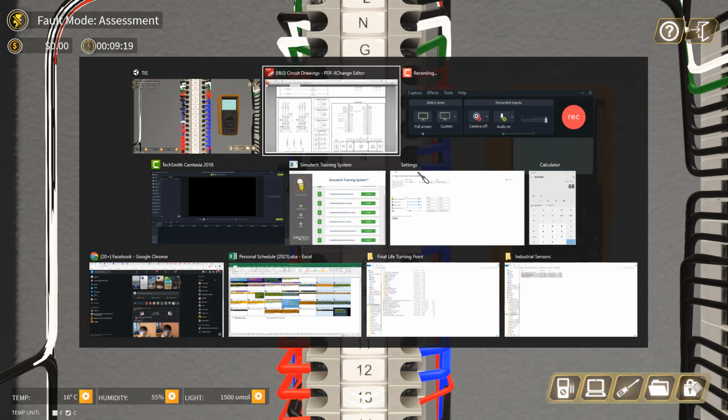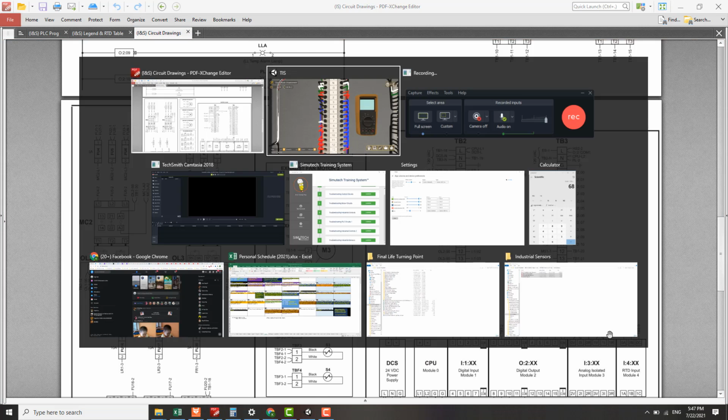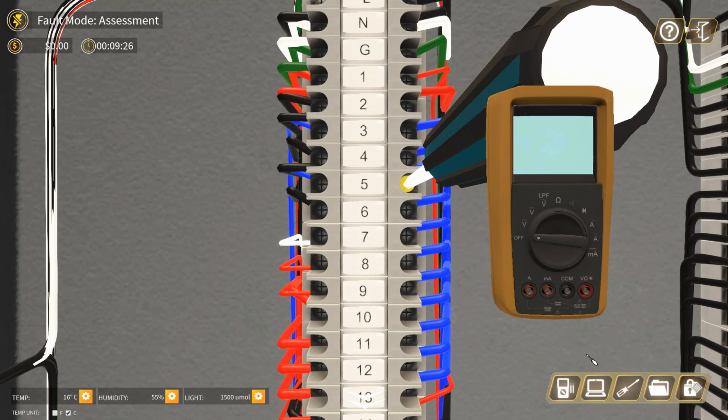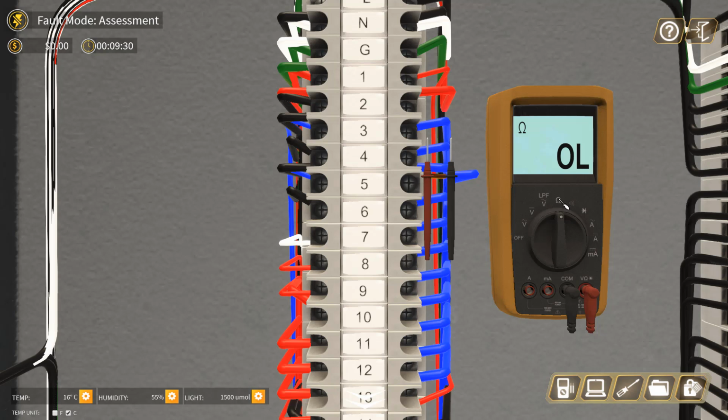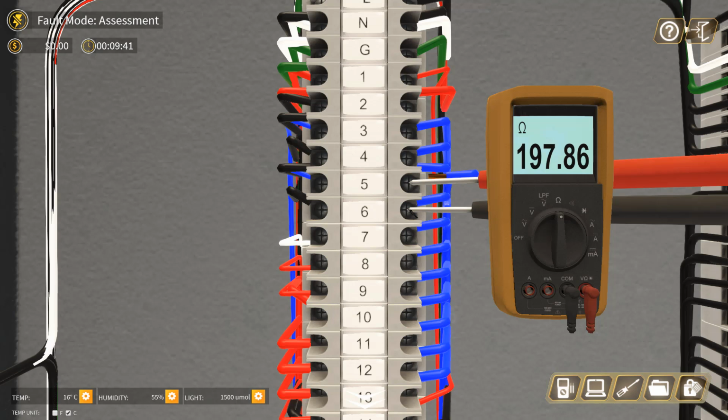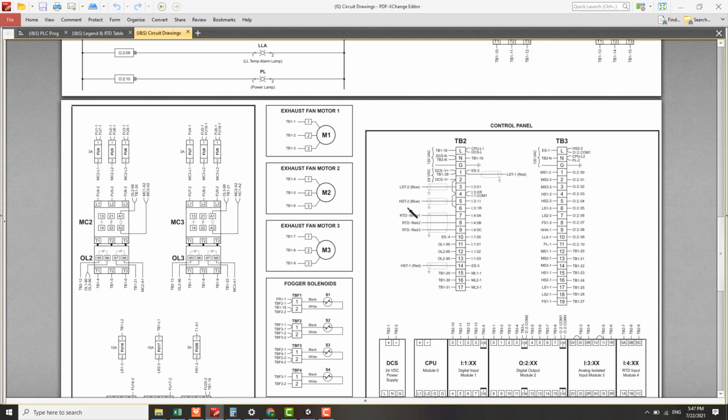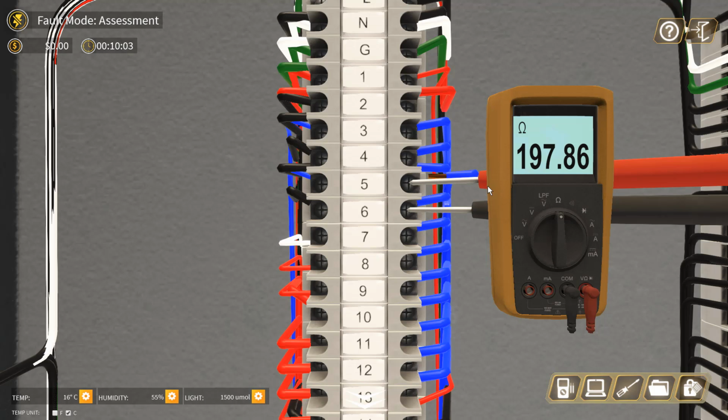Okay, so this is TB25 and TB26. And we measure the resistance, TB25 and TB26. Oh, sorry. Okay, TB25 and TB26. It looks like the resistance is okay, so there's no open circuit. So this fault can be due to the analog input channel, or it can be due to the transducer of the humidity sensor.